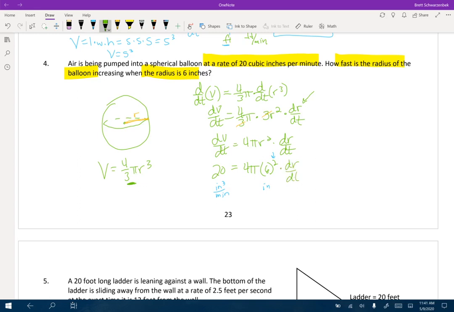If we do the math, it looks like 20 is equal to 144 pi dr/dt, which means when we divide, we get dr/dt equal to 20 divided by 144 pi. And if it's inches squared divided into inches cubed per minute, it's just going to be inches per minute as our label. So that is the rate of change of radius. If you wanted the decimal for that, and in some problems you might have to, I think it's approximately 0.0442, but that is your rate of change of radius for our spherical balloon.